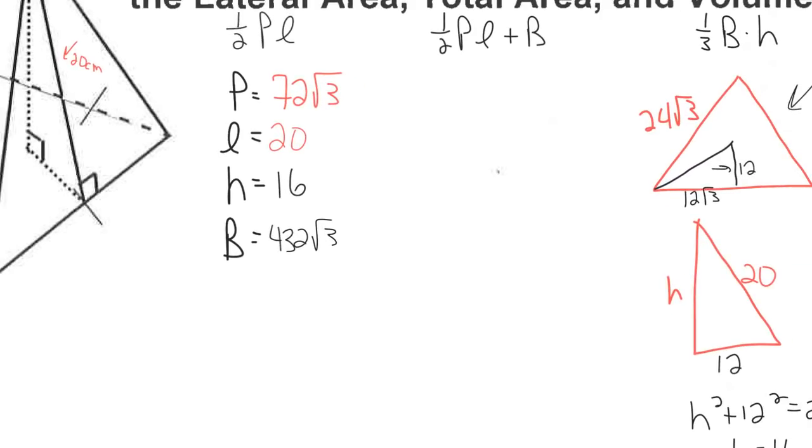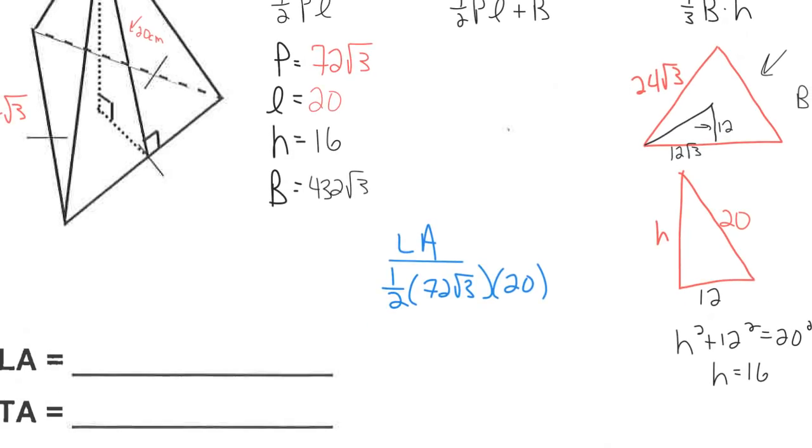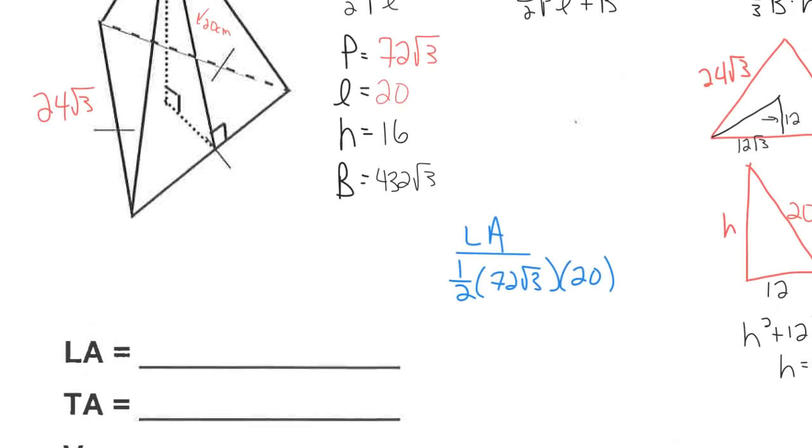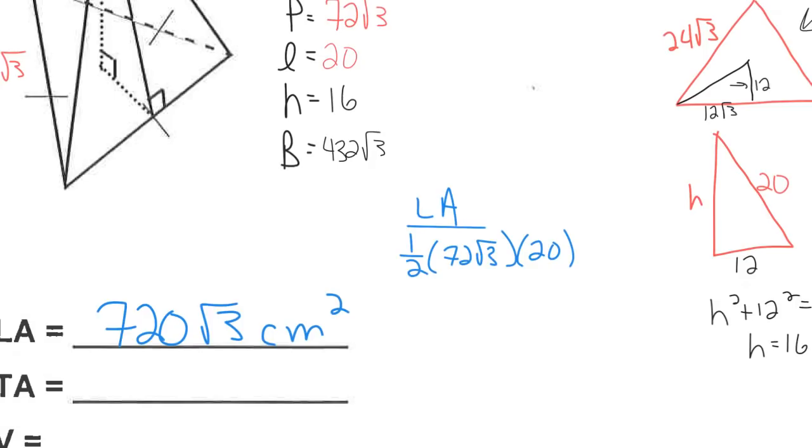So we're going to find lateral surface area first. That's 1/2 PL, so 1/2 of the perimeter times the slant height. And of course, you can do this in whatever order you want to. Once you put that in your calculator or figure it out, I got 720 square roots of 3, and that would be centimeters squared.